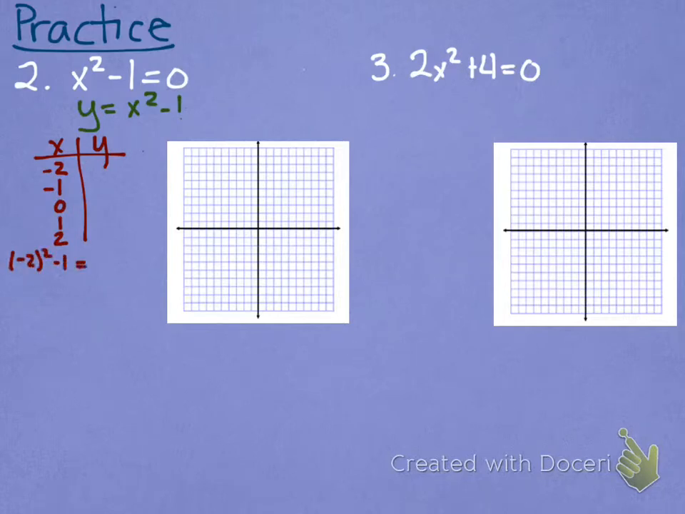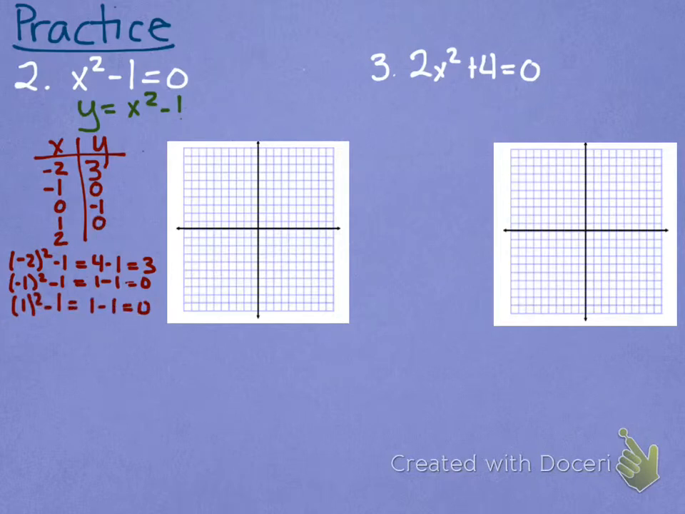So -2 squared minus 1 equals 4 minus 1, which is 3. Then I get -1 squared minus 1 is 1 minus 1 equals 0. With 0, I just get rid of the x value and I'm left with -1. Then I'm going to plug in 1 to get 1 squared minus 1 equals 1 minus 1, which is 0.